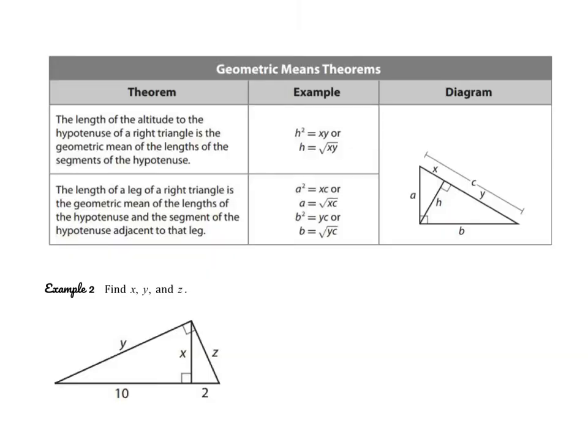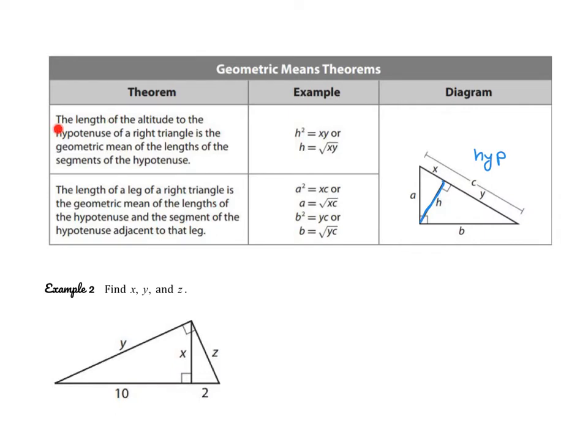Okay, so the reason why we were learning about geometric means is because there are two geometric mean theorems involving right triangles that we can actually use. So here we have a right triangle that does have an altitude. It is important that we have dropped an altitude that connects our right angle to the hypotenuse, which is C. So this is our hypotenuse.